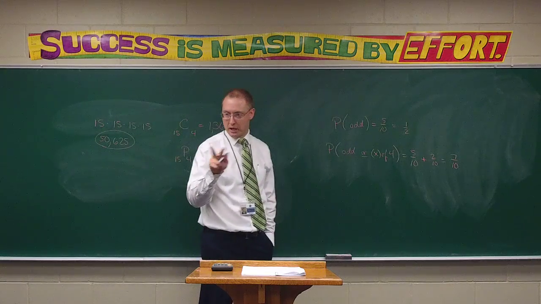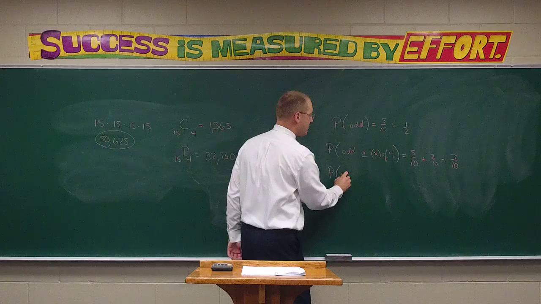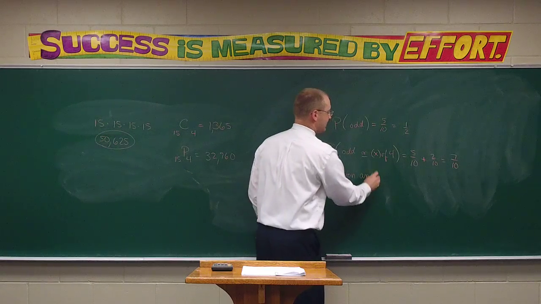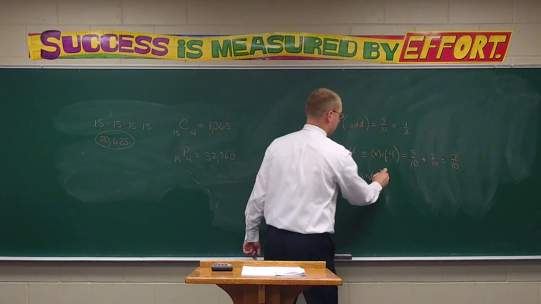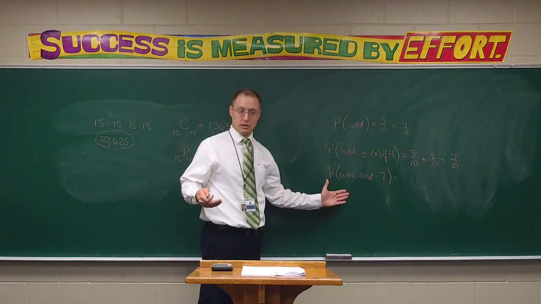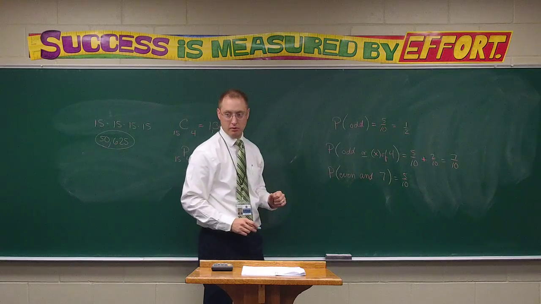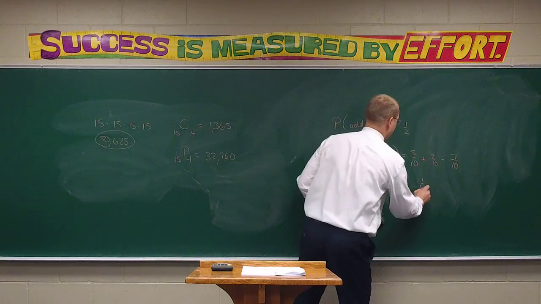What if I had 2 of you pick? And I said, okay, what's the probability the first person picks an even number, and then the second person picks 7, specifically? Well, what's the odds of an even number, class? 5 to 10. What's the odds of picking a 7? 1 to 10.